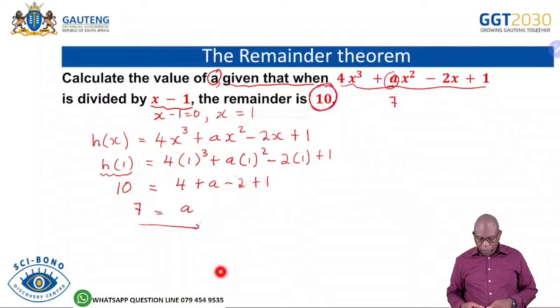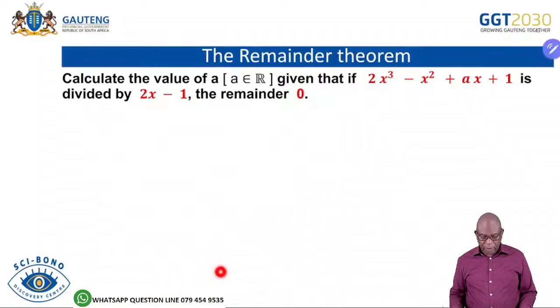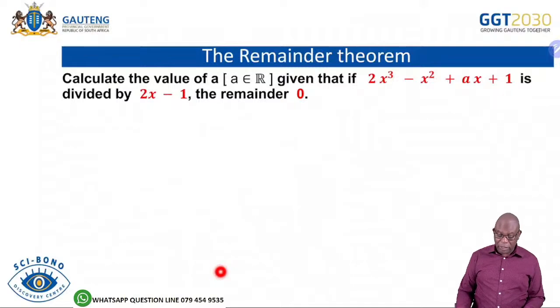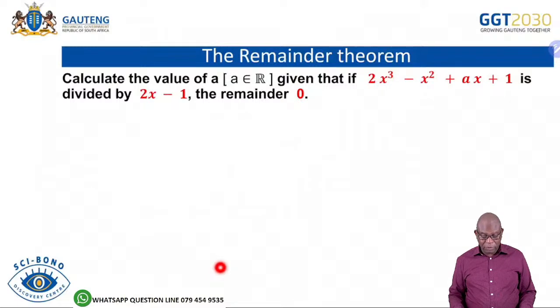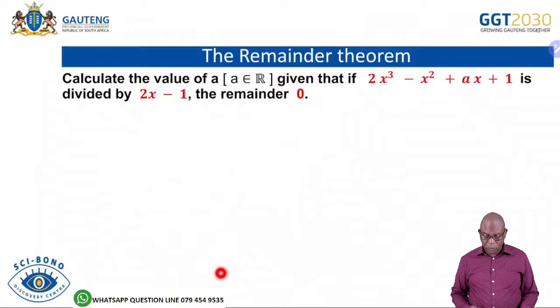Okay, now let's move on. The next question says calculate the value of a given that the remainder is 0 in this case. As I said, we are going to talk about what happens when the remainder is 0. Now we say calculate the value of a, an element of real numbers, given that the remainder will be equal to 0. So what do we do here first?